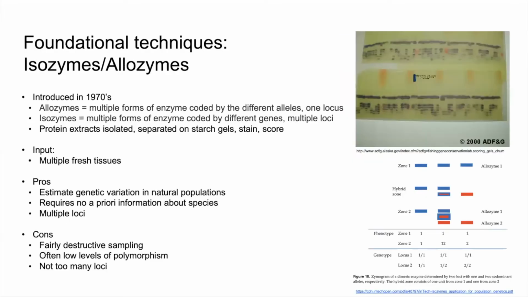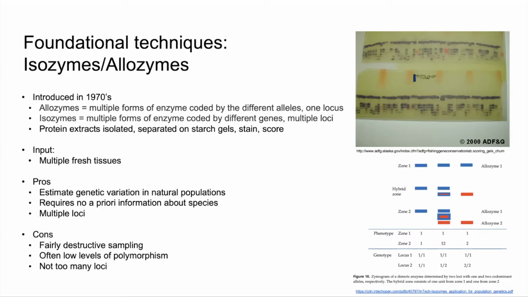And so some of these foundational techniques, the first one I want to talk about are isozymes and allozymes. And like I mentioned, these were introduced pretty early on in the 1970s. Allozymes refer to multiple forms of an enzyme encoded by different alleles, or if we're looking at one locus. And isozymes are multiple forms of an enzyme that are encoded by different genes. So in that situation, we'd be looking at multiple loci.